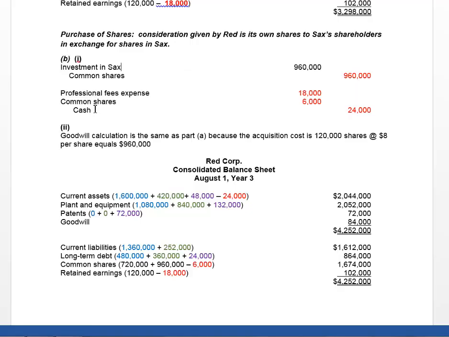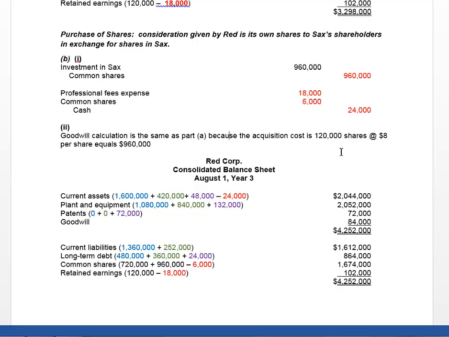All right, so the fees that they had to pay were $6,000. But again, we're not going to debit an expense account because this is related to a share transaction. So we're going to debit an equity account, and we debit common shares directly. The professional fees, we saw that in Part A, that's $18,000, and they're going to have to pay out cash of $24,000.